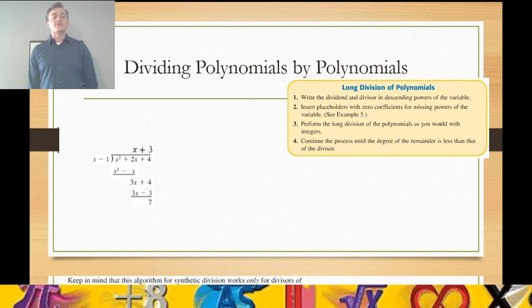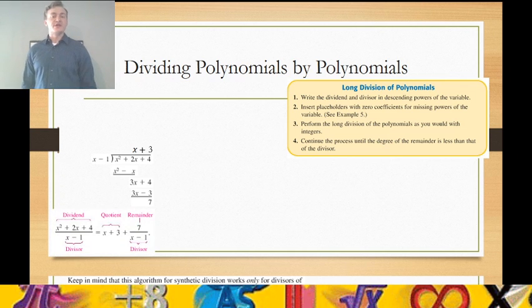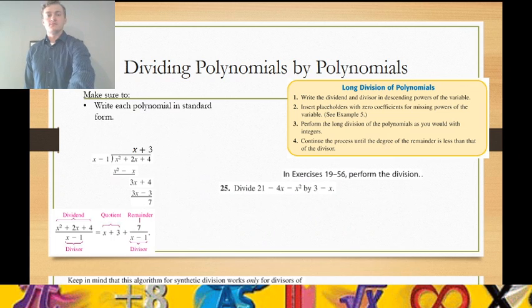So what we gather from this, x squared plus 2x plus 4 divided by x minus 1 gives us a result of x plus 3 with a remainder of 7. How do we write that quotient or that result there? We write it as x plus 3 plus our remainder of 7 divided by our divisor x minus 1. That would be our quotient, that would be our remainder, our divisor, that is our result of dividing our polynomials.